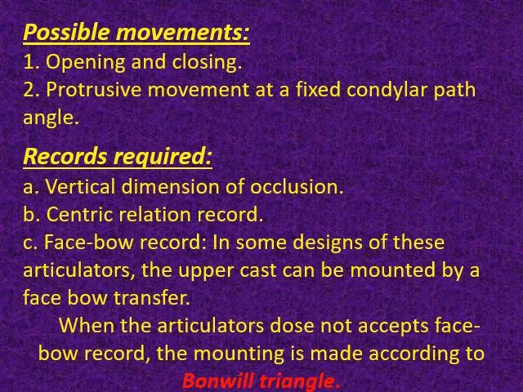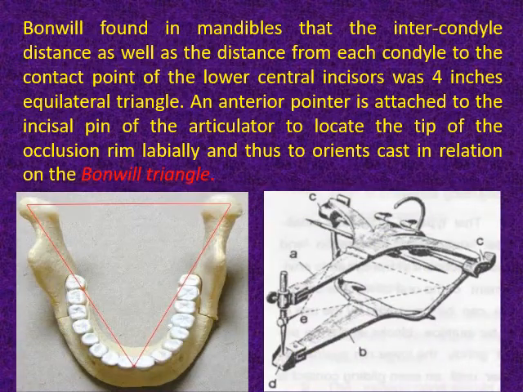What do we mean by the Bonwill triangle? The Bonwill triangle is found in the mandible, where the intercondylar distance as well as the distance from each condyle to the center point between the two lower central incisors is equal to 4 inches, forming an equilateral triangle. The anterior pointer is attached to the incisal pin of the articulator to locate the tip of the occlusal rim labially, and thus to orient the cast in relation to the Bonwill triangle.